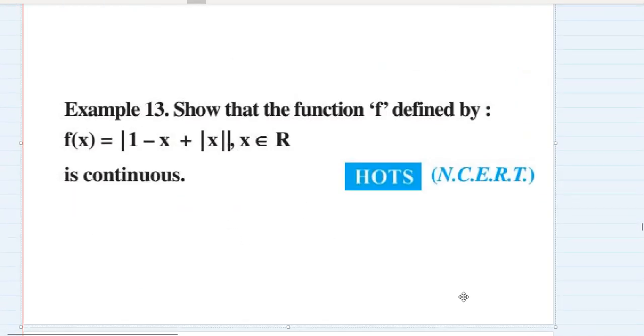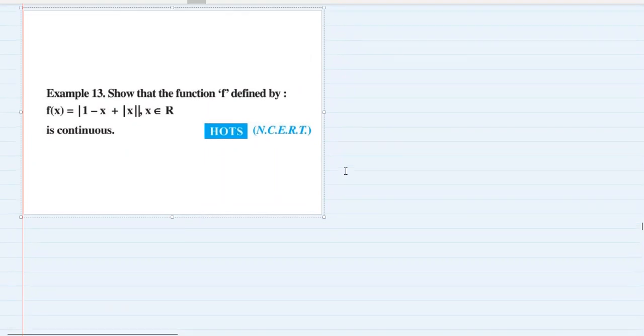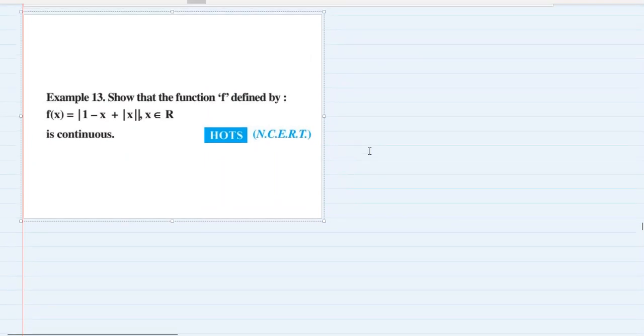Okay, the final question of this continuity chapter or topic, you can say. Show that the function f defined by f of x is equal to mod of 1 minus x plus mod of x, when x belongs to real numbers, is continuous.